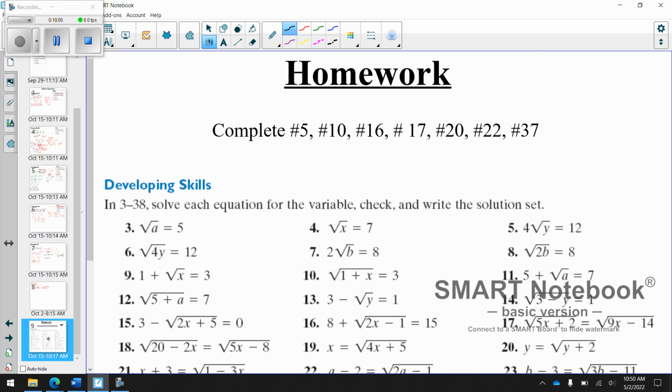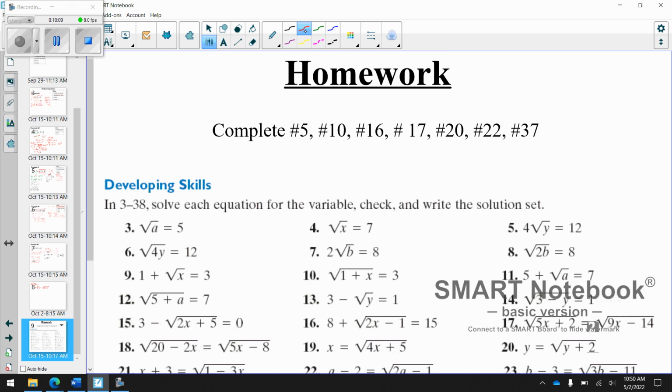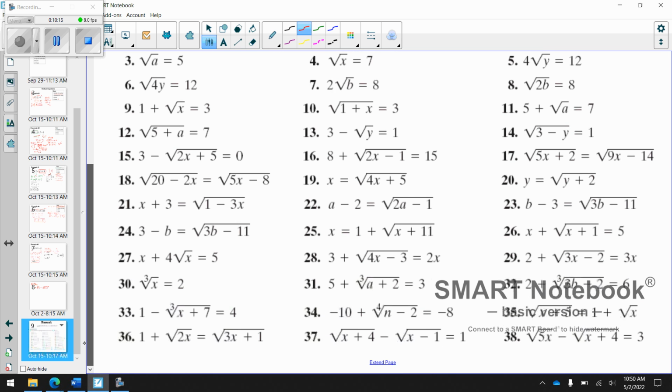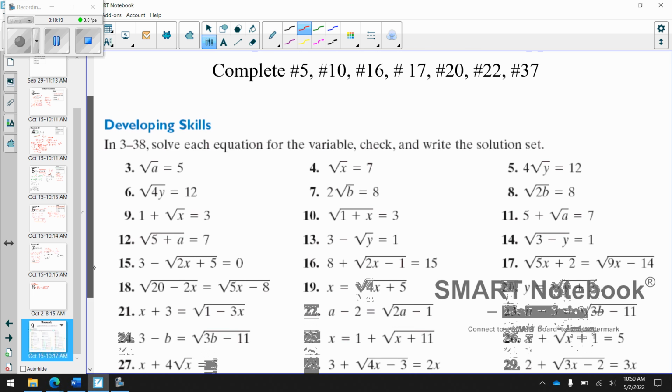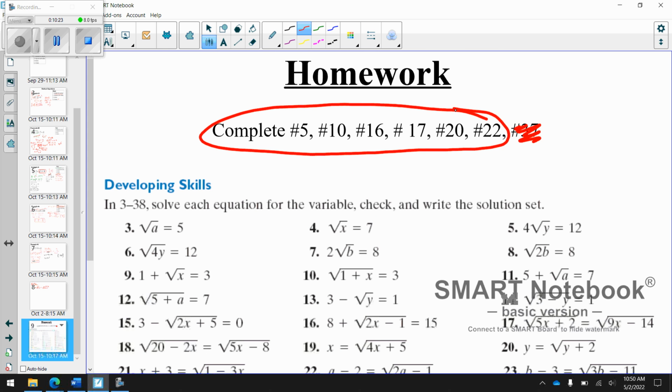So let's try a couple. Let's try these. Hold on, let me just make sure. Yeah, let's not do 37. What's 22 look like? Yeah. So let's try these: 6, 5, 10, 16, 17, 20, 22.